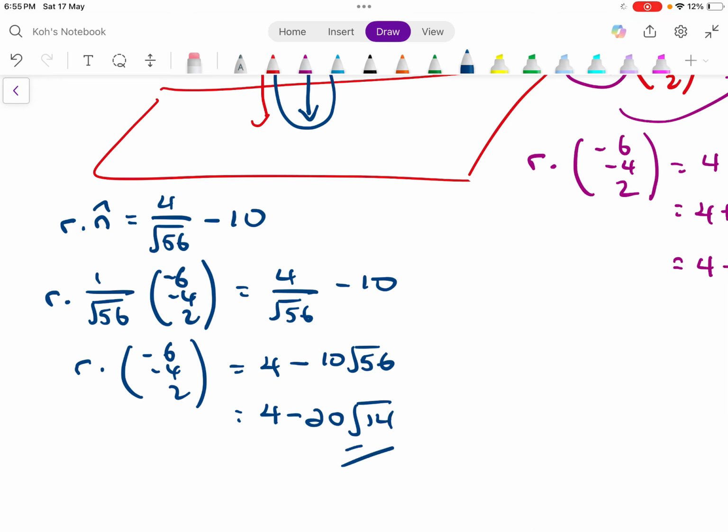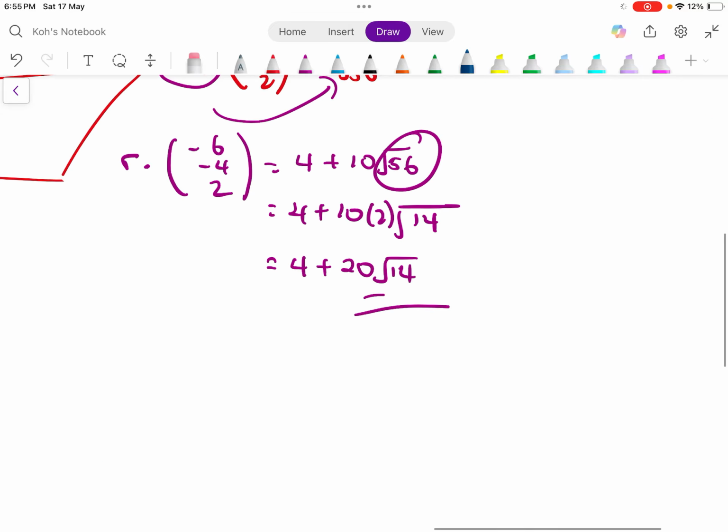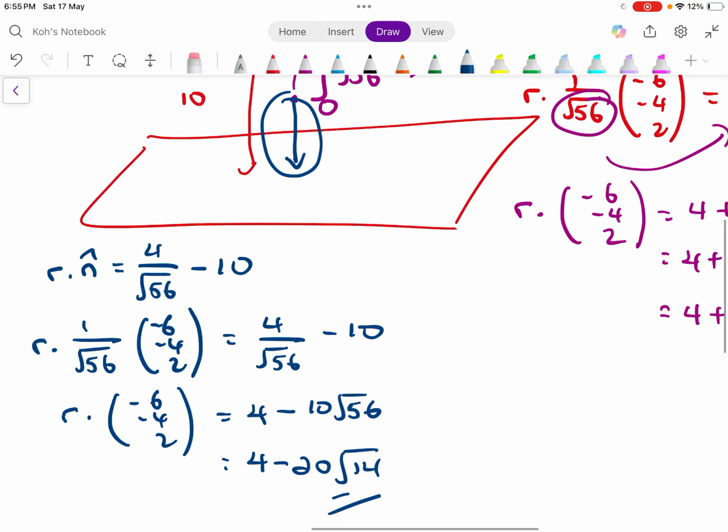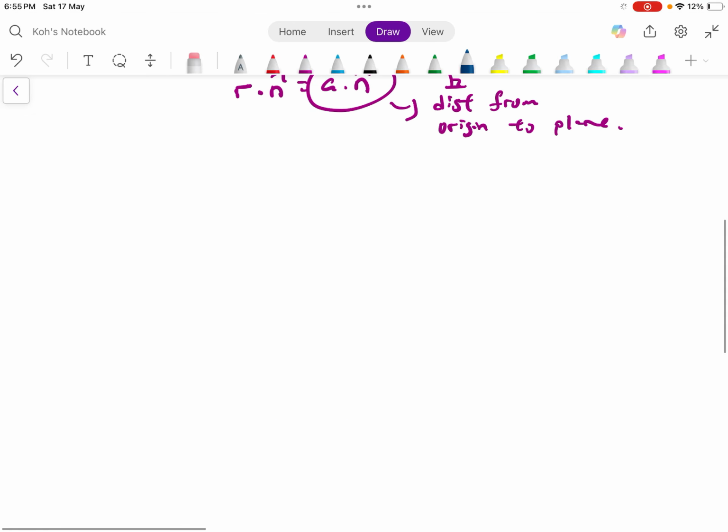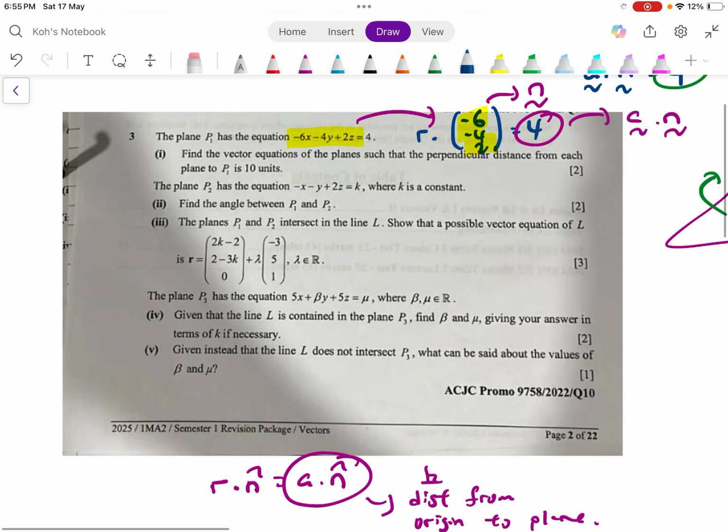So this is the second one, which is lying below, and this one is the top one lying above. Okay, so this is the first part of the question. Let's move on to the second part. The plane P2 has this equation. So it's again your Cartesian equation where k is a constant. So find the angle between your P1 and P2.